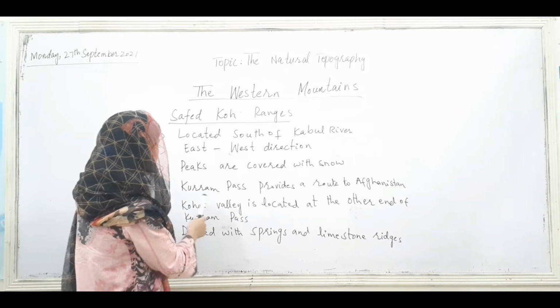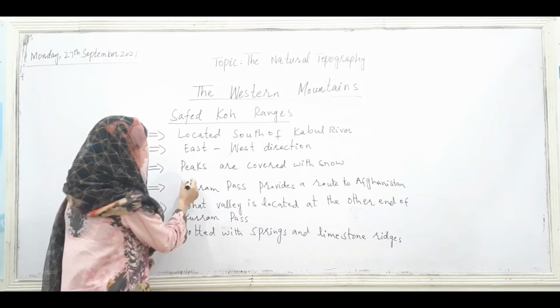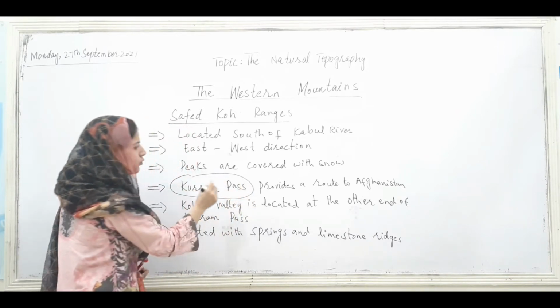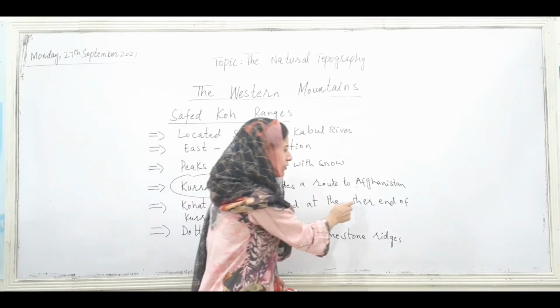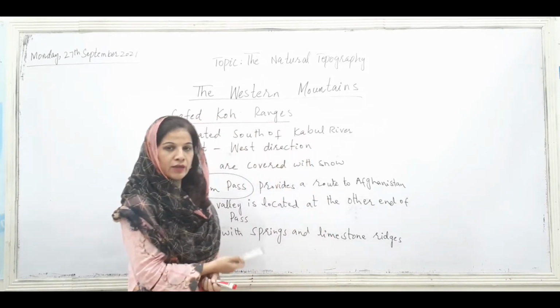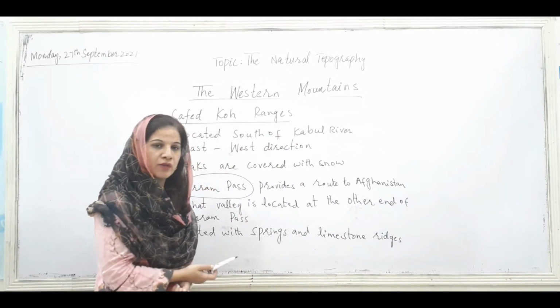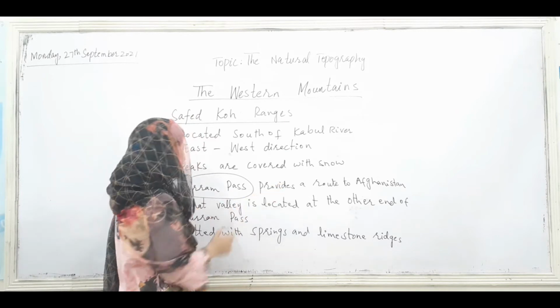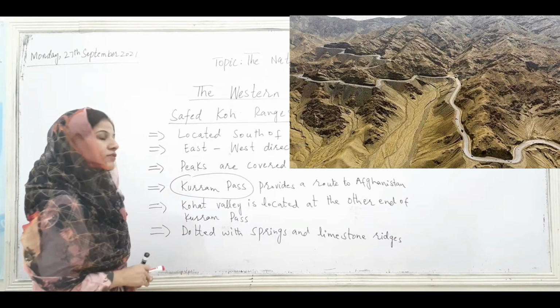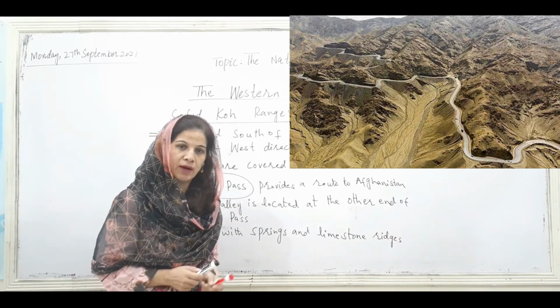And the most important pass is Kurram Pass, that is providing a route to Afghanistan. So Kurram Pass is connecting Pakistan to Afghanistan. As we have discussed that Hunjurab Pass connects Pakistan with China, and Kurram Pass provides a route to Afghanistan. Then there is one more pass, that is Khyber Pass.